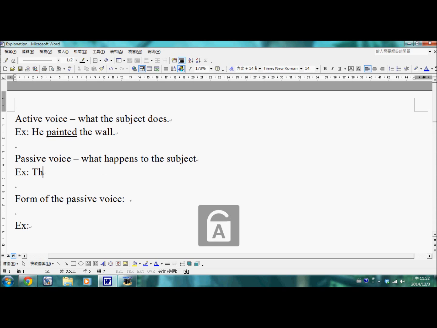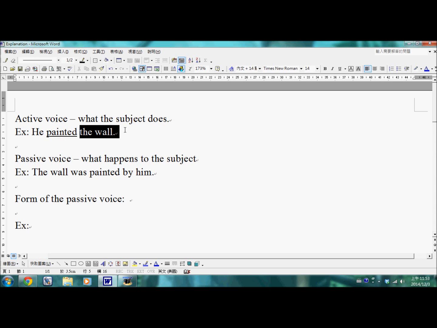We say the wall was painted by him. So in passive voice, we know what happened to the wall. What happened to the wall was that it was painted. 主动语态跟被动语态最大的差异在于，主动语态强调是主词，就是做动作人到底做了什么动作，而被动语态是想要知道主词发生了什么事，也就是被做了什么动作。And study the two examples, you noticed what is the form of the passive voice.